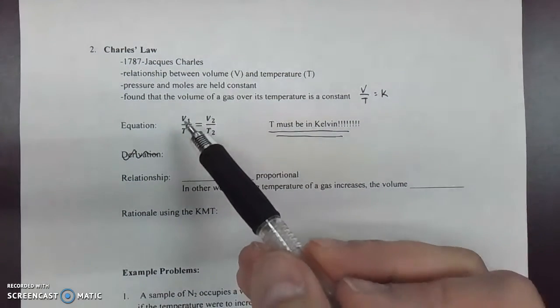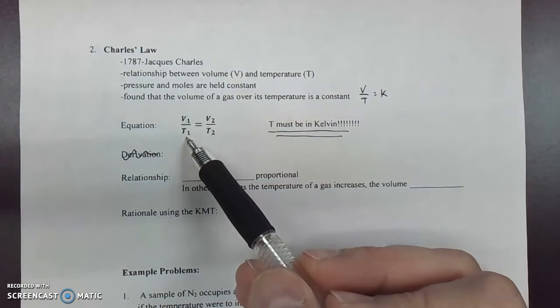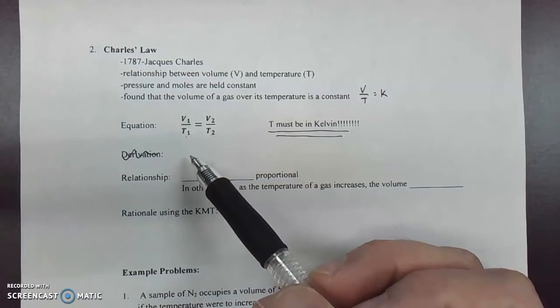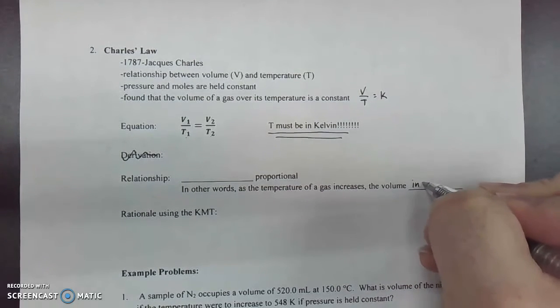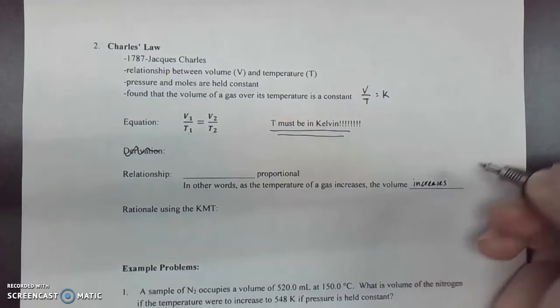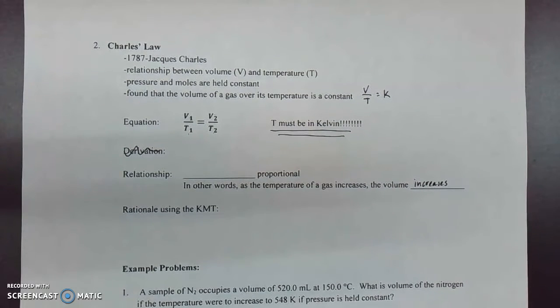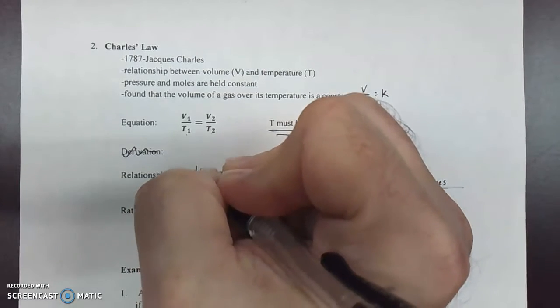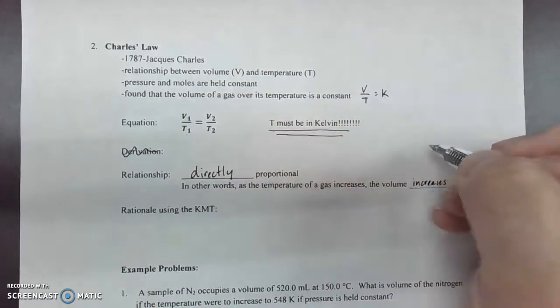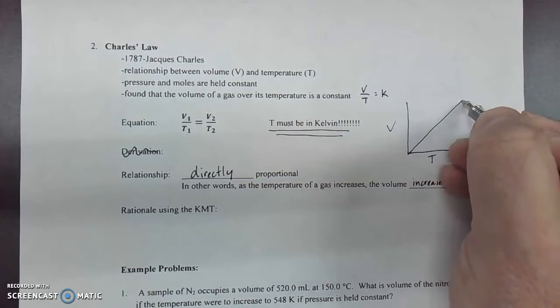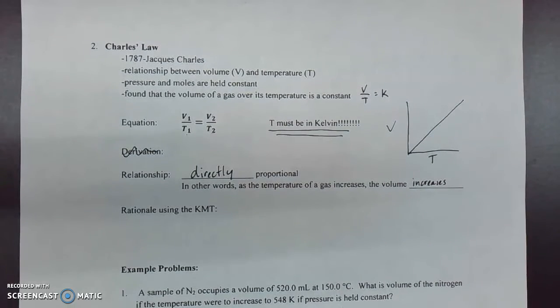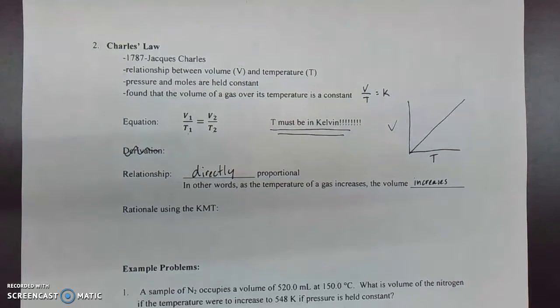This means that as volume increases, temperature has to increase in order for this constant to be the same. So as temperature increases, volume increases, because the gas molecules are moving a little bit faster. That means that these are directly proportional. And if we looked at a graph of volume versus temperature, it would be a straight line with the slope equal to this constant.